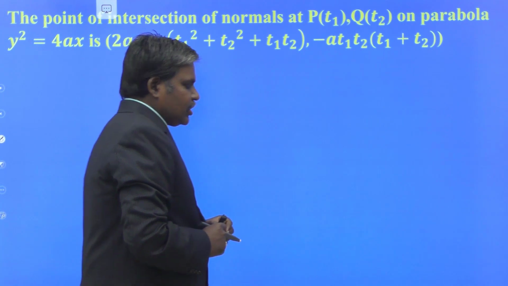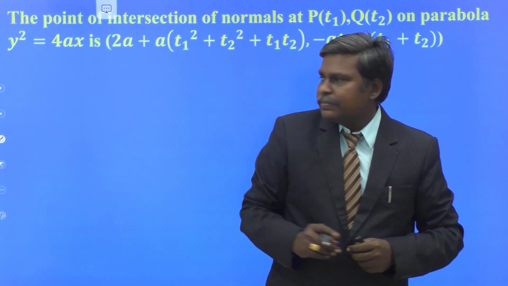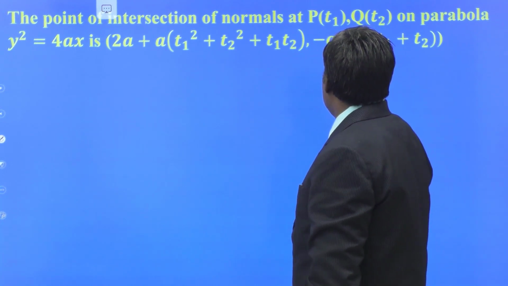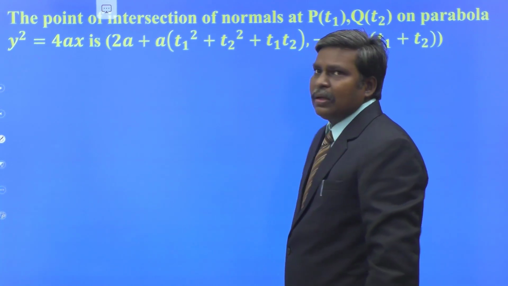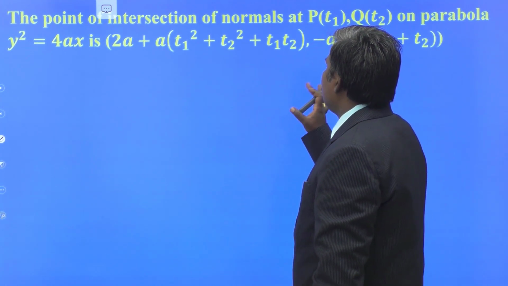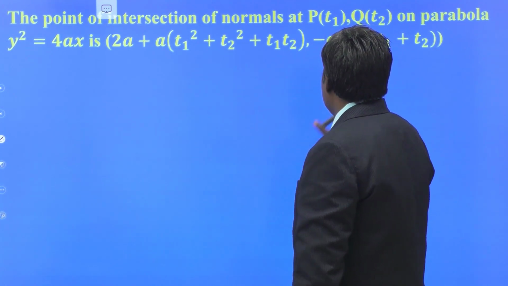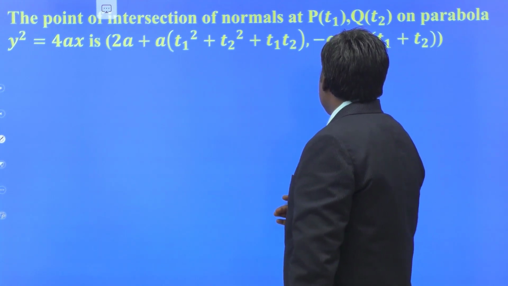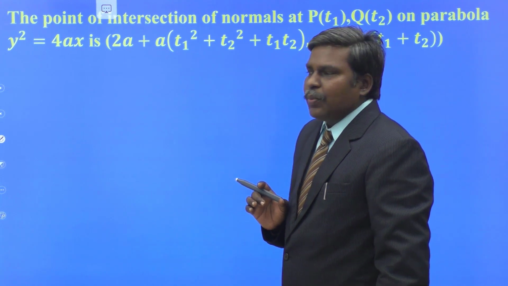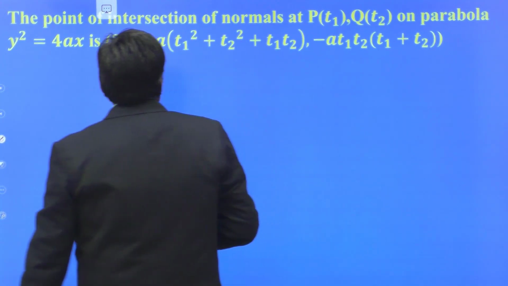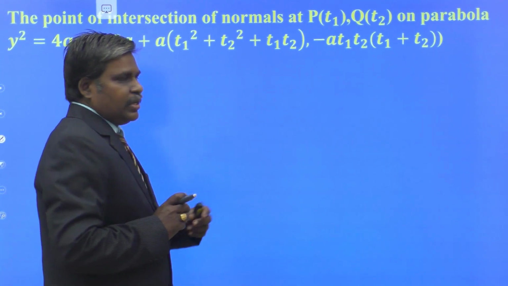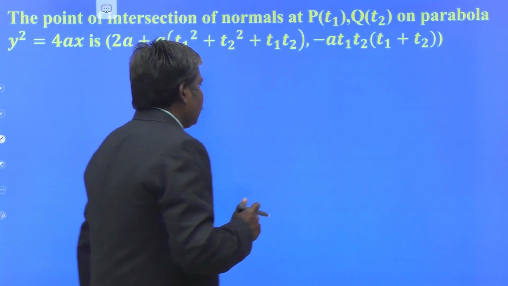This is the next concept for you. What is that? The point of intersection of normals at P of T1 comma Q of T2 on the parabola y square is equal to 4ax is (2a plus a into (T1 square plus T2 square plus T1 T2), comma minus a T1 T2 into (T1 plus T2)). This is the point of intersection of normals at P of T1 comma Q of T2 on the parabola y square is equal to 4ax.